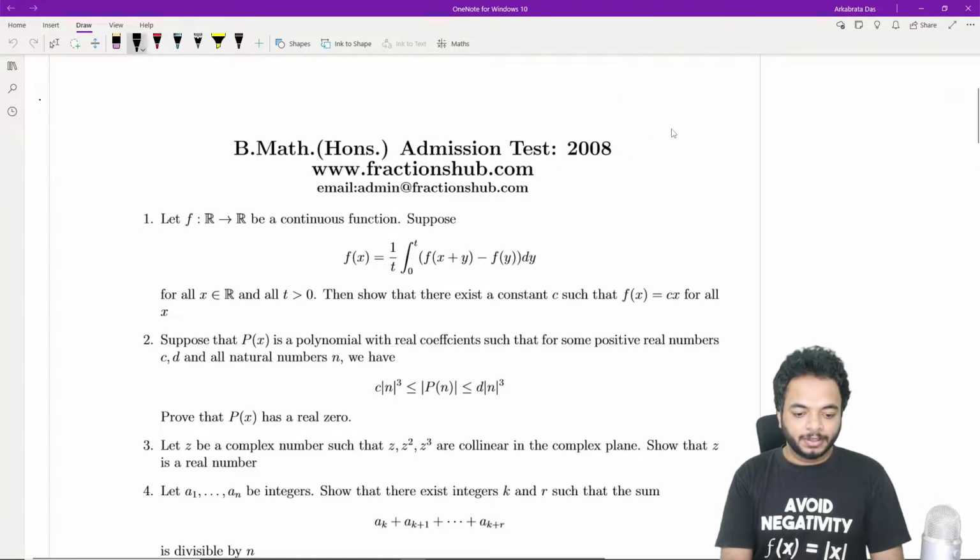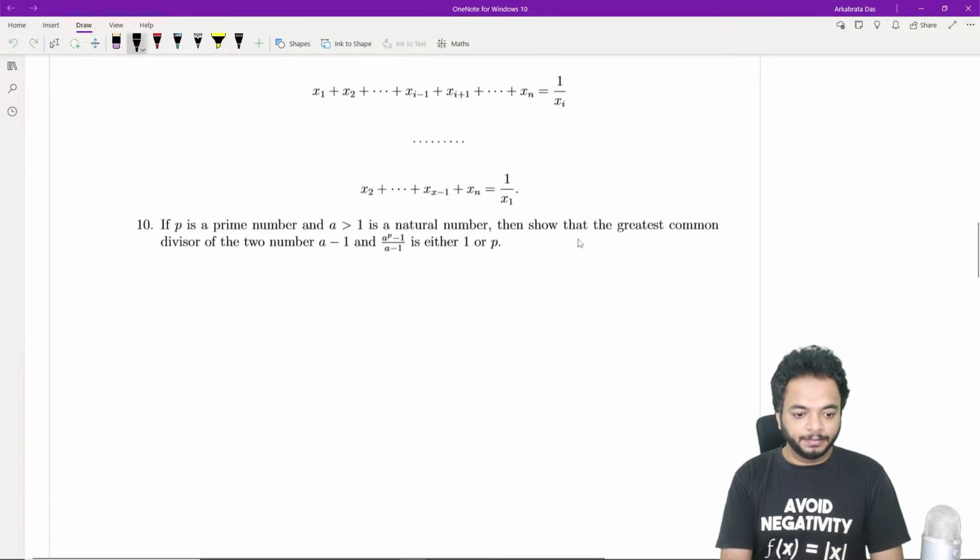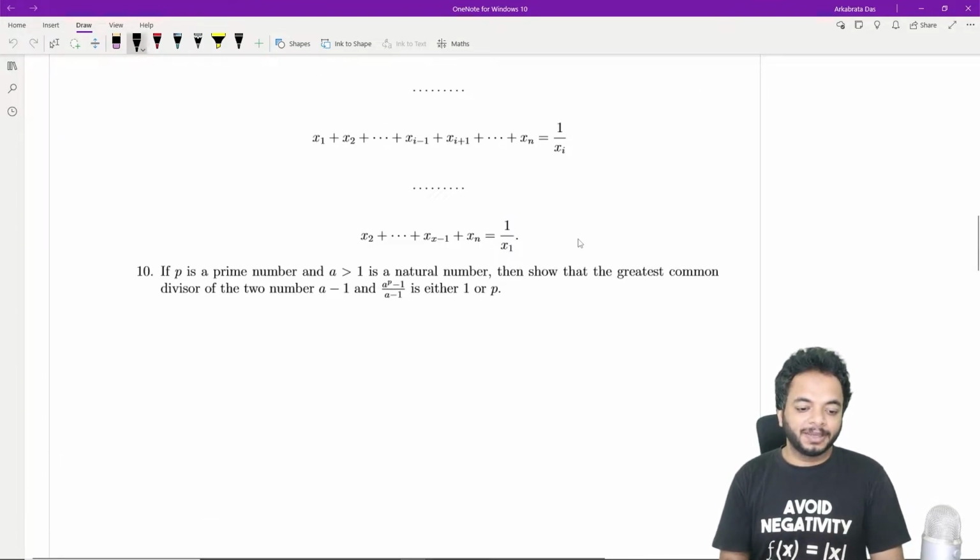So let's read the problem. The problem says that if p is a prime number and a greater than 1 is a natural number, then show that the greatest common divisor of the two numbers a minus 1 and (a to the power p minus 1) divided by (a minus 1) is either 1 or p.